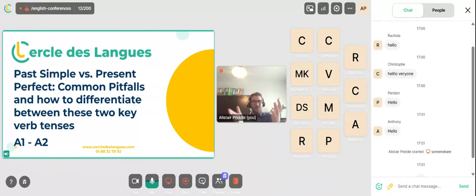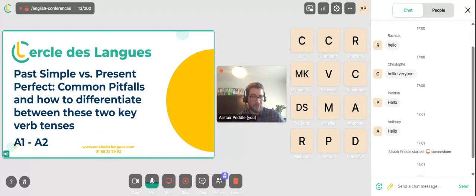Okay, so welcome to our conference lesson today. Once again, my name is Alistair and I'm here to take you through today's lesson presentation, which is called the past simple versus present perfect. Today we're going to think about common pitfalls and how to differentiate between these two key verb tenses.